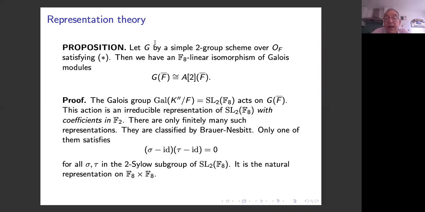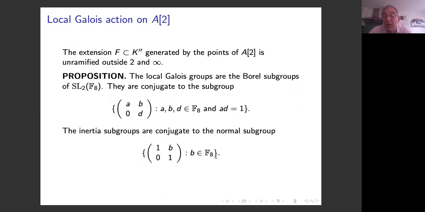So I will then prove that at least the Galois module of an arbitrary simple two-group scheme is equal to the Galois module of the two torsion points of the Abelian variety. And this you can prove as follows. You know that the action on the points of this simple two-group scheme is irreducible because it is simple. Moreover, it is killed by 2, so you have an irreducible representation of SL2 F8 with coefficients in F2. Well, those are classified. This is modular representation theory, and in the paper by Brauer and Nesbitt, you can find what they are, and they can have dimension up to 12 or something, 6, 8, and 12, but only one of them satisfies this property that we have just proved, that sigma minus the identity times tau minus the identity is zero for sigma and tau in the two-Sylow subgroup of this SL2 F8. Now note that the two-Sylow subgroup is precisely this group of upper triangular matrices here.